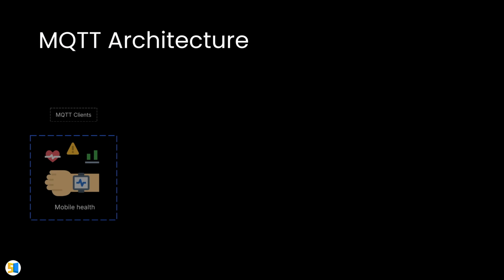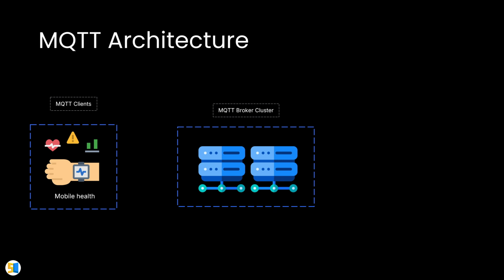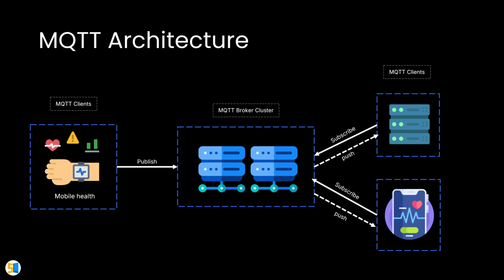MQTT architecture is based on the PubSub model. An MQTT client can be a publisher or a subscriber. The data is published and will be received by an MQTT broker or a cluster of brokers. Other MQTT clients subscribe to the topic, and the broker will push the data to all subscribers.